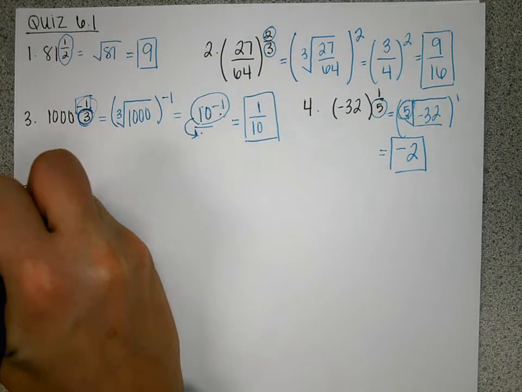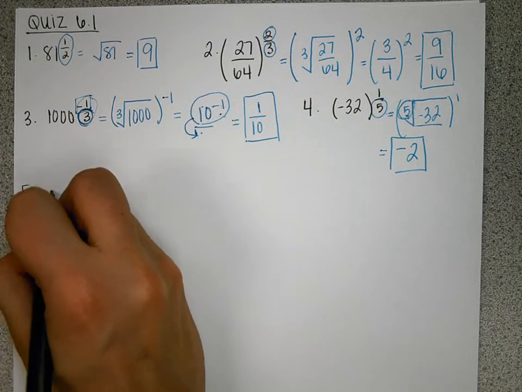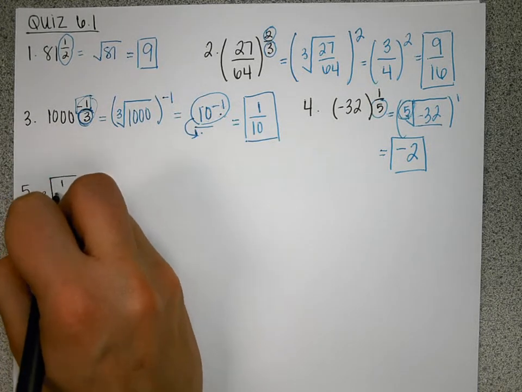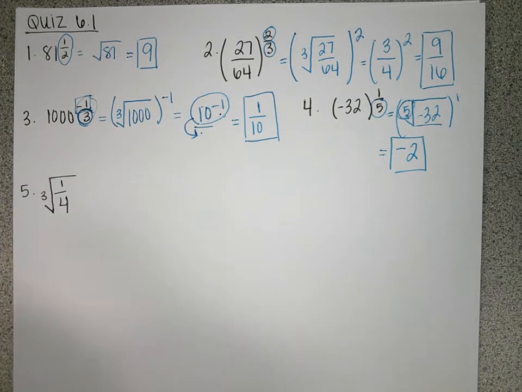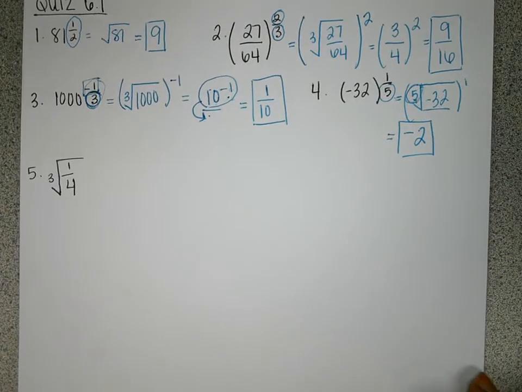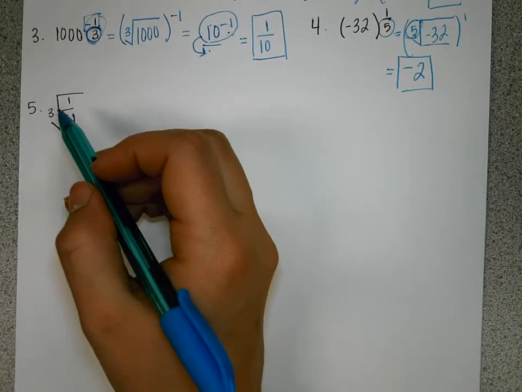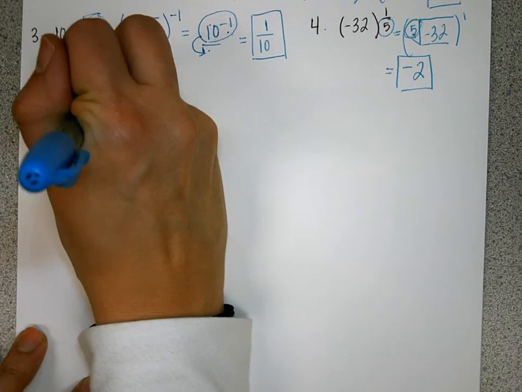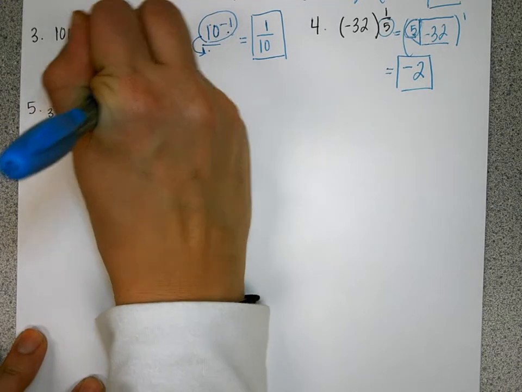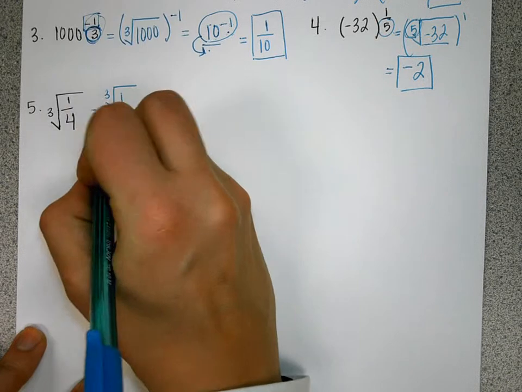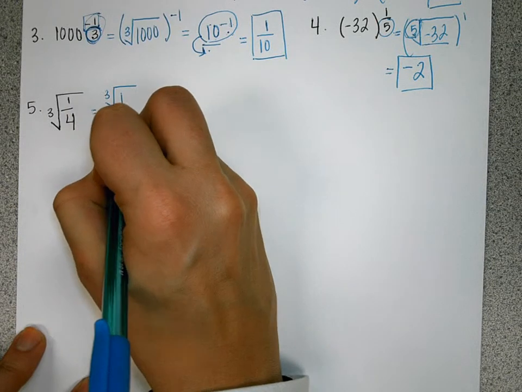Number 5. We have the cube root of 1 over 4. Okay, since I'm taking the cube root of a fraction, what we like to do is we want to split these two things up. So that's going to be the cube root of 1 over the cube root of 4.